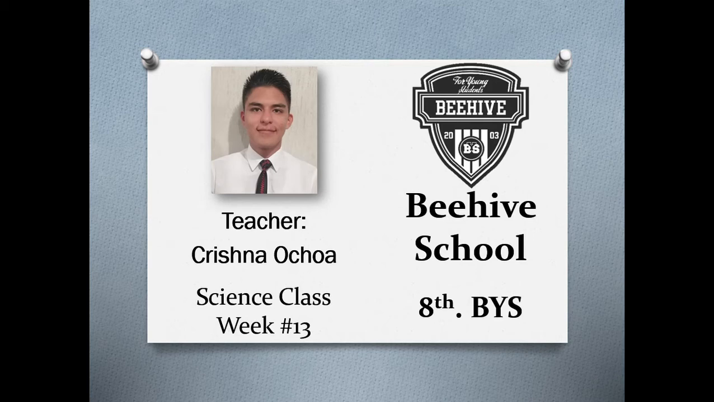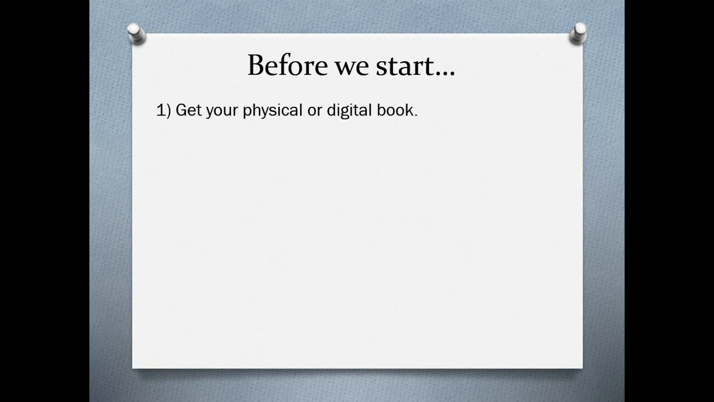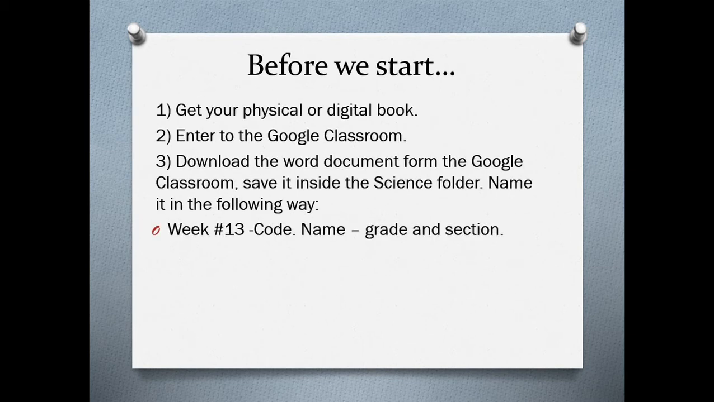With that being said, we are going to start with some general instructions. These are instructions that we have followed during the weeks, so we're going to go pretty quick over them. Get your book and go to the Google Classroom, download your Word document, and write down this format name in your document. The only difference this week is that you need to add week number 13 in the beginning. All right, let's continue.